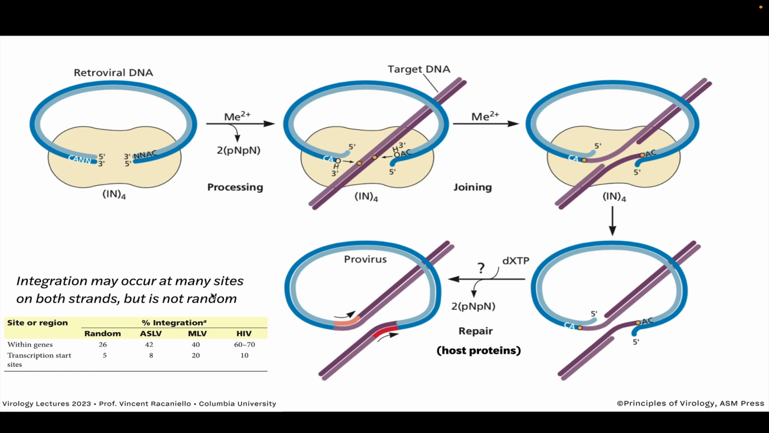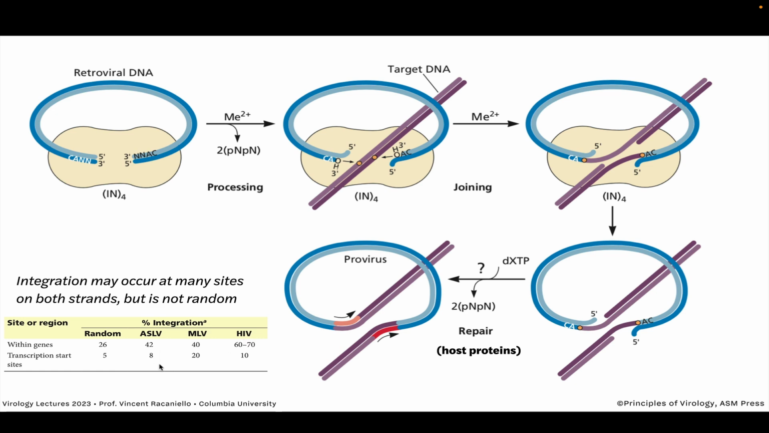So this integration can occur at many sites on both strands of DNA, but it's not random, and it really depends on the particular retrovirus what the pattern is. And here's just a study where the percent integration of three different retroviruses is being shown by examining integration sites in infected cell DNA. And this is an avian retrovirus, a murine retrovirus, and HIV.